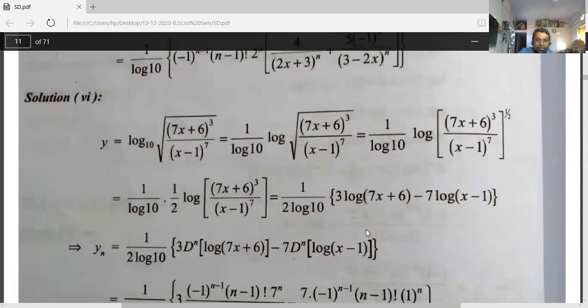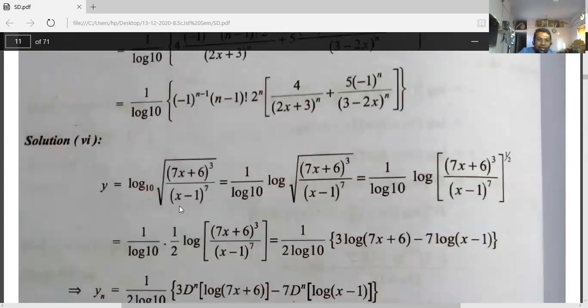Okay, here also a logarithmic function is there. Here also you write log y is equal to log of 7x plus 6 to the power 3 divided by x minus 1 to the power 7, with the square root, along with base 10. Again the same format: log a to the base b you can write as log a by log b. You add the same here, just like in the previous case. First, if there is no power here, there is no problem, but here base 10 is there, that's why you have to write log a to the base b as log a by log b.